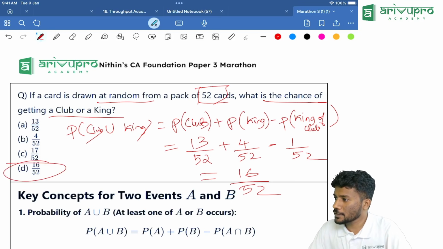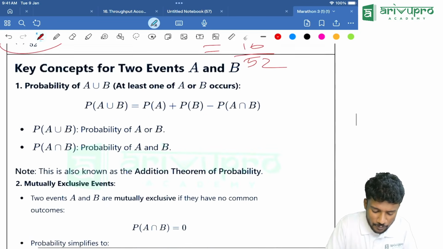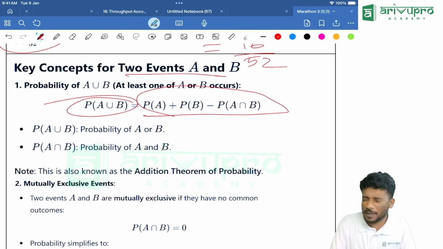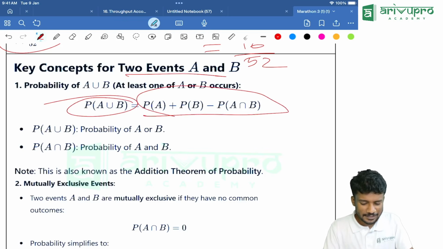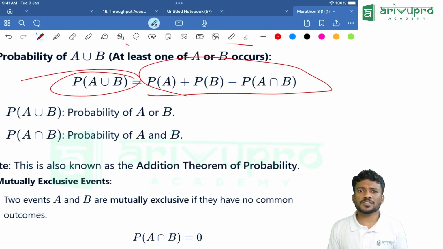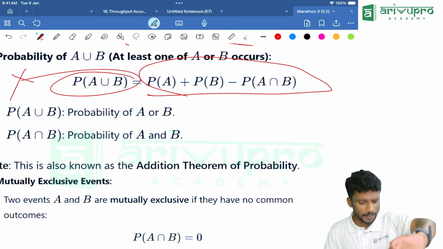Next, we are going to the formula for 2 events. What is the formula? P of A union B is equal to P of A plus P of B minus P of A intersection B. Are you confident with this formula? Whenever or is there, you can always use this formula. But in the future, I'll teach you a method where we will not use this formula at all, within like 10 minutes.